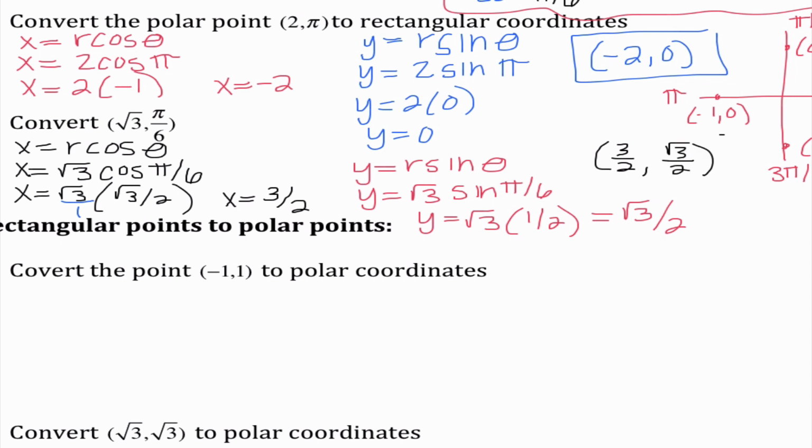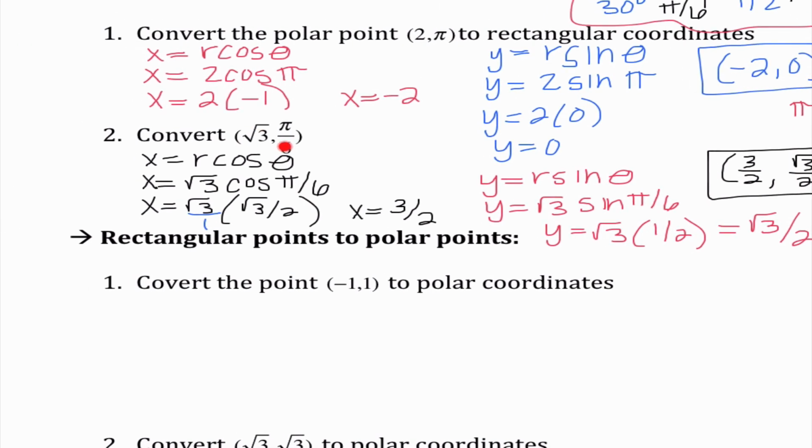Now, this tells me that this ordered pair is in quadrant 1, and it would make sense that this is also in quadrant 1 because I'm moving to the right, and then I'm moving counterclockwise 30 degrees. So this does seem like a reasonable answer.